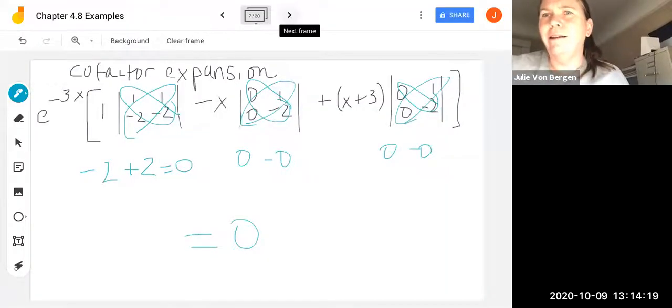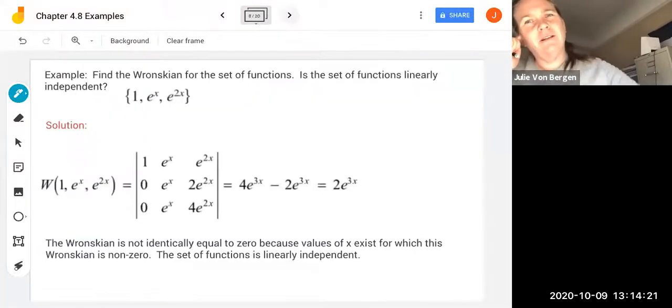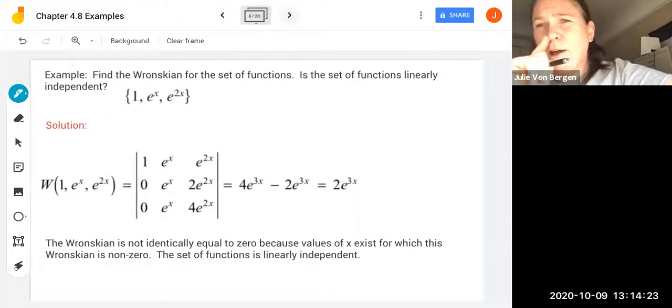Okay, let's look at our next example. So now we're going to look at this set of functions, 1, e to the x, and e to the 2x. And we're going to figure out if the set of functions is linearly independent or not. So we're going to set up the Wronskian.